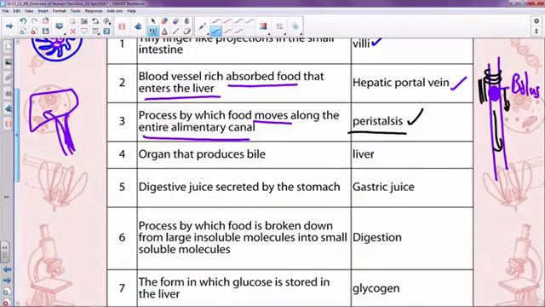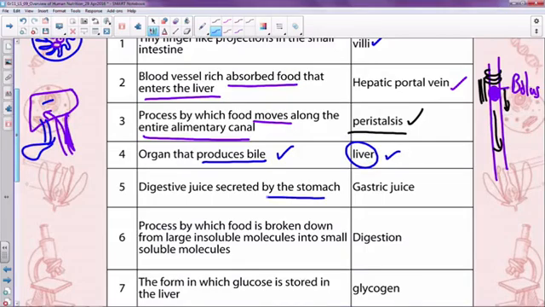Organ that produces bile. A very important organ, we looked at that. So the liver does produce bile, and that bile then travels via the bile duct to be stored in the gallbladder. So the organ that produces bile is the liver. We will look at the function of the bile and the liver in a little while.